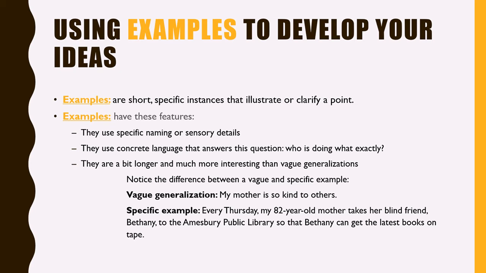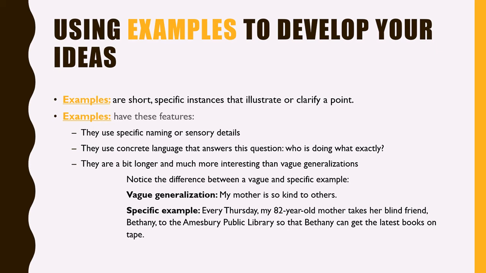So notice the difference between a vague and specific example. A vague generalization: my mother is so kind to others. That might be an example of one reason why I love my mom so much. But a much more specific example that's much more interesting is this one. Every Thursday, my 82-year-old mother takes her blind friend Bethany to the Amesbury Public Library so that Bethany can get the latest books on tape.